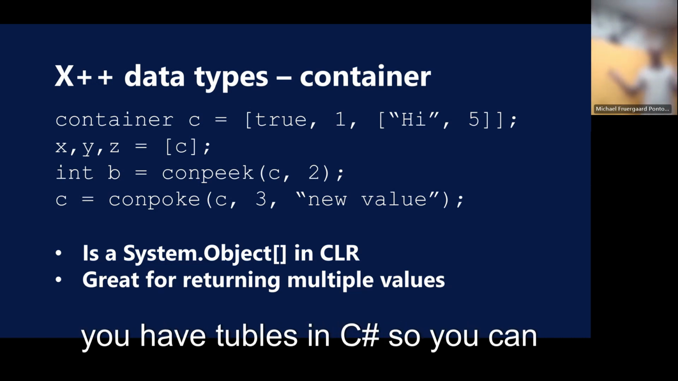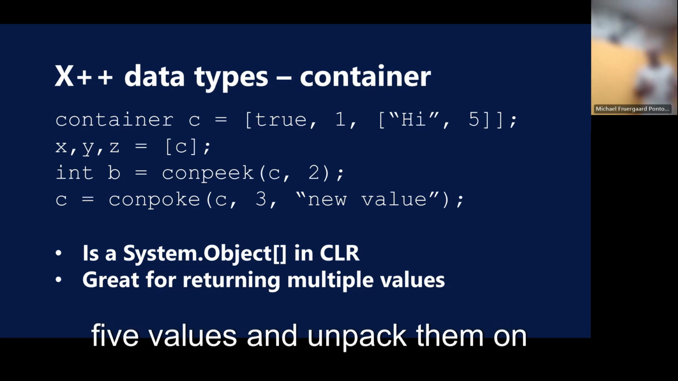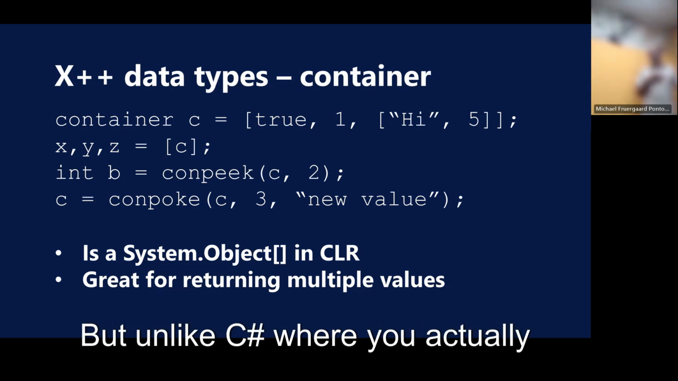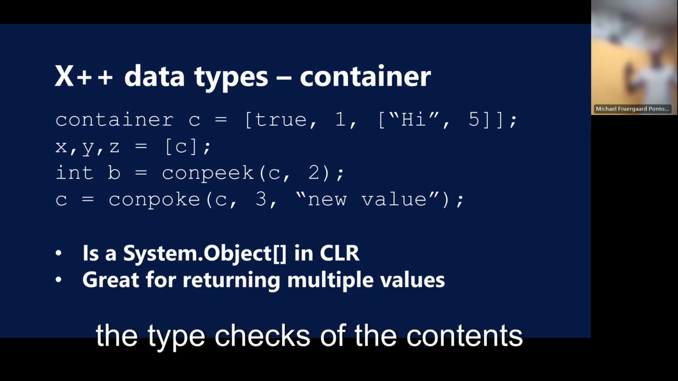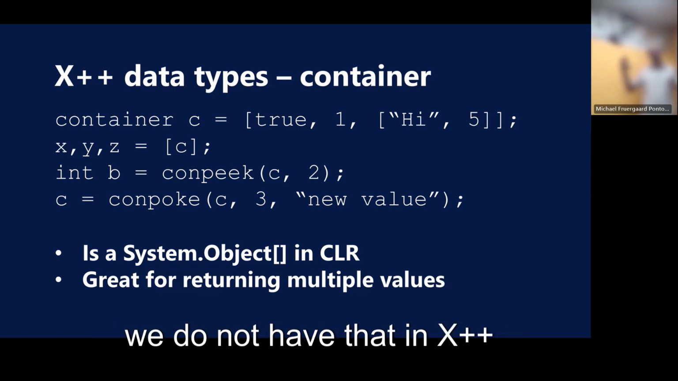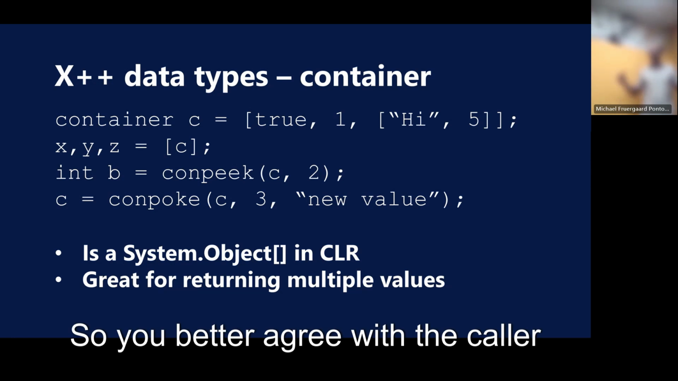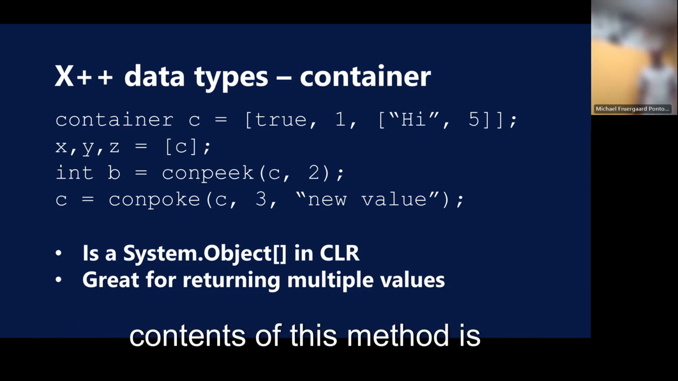I mentioned it before, you have tuples in C#. So you can do the same here. You can return a container with 5 values and unpack them on the other side. But unlike C#, where you actually have the type definitions and the type checks of the contents of the tuple, we do not have that in X++. So you better agree with the caller and the receiver of what the contents of this method is.